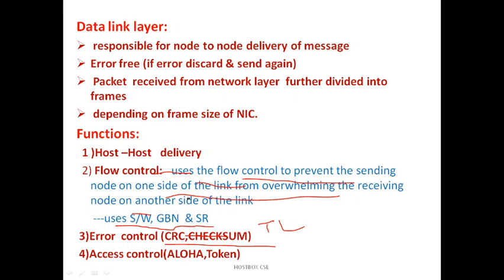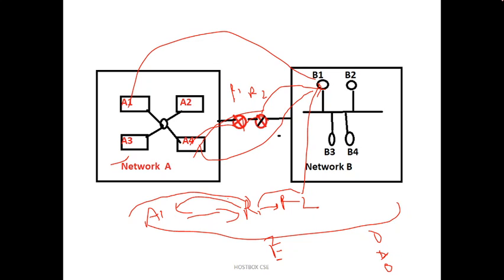Then next was access control. Access control happens with the help of methods like ALOHA, token and so on. This we will also discuss later. Here, access means, let's assume multitasking happens in the computer network. Suppose B1 and B4 want to transfer information at a time, or B1 and B3 want to communicate at the same time. What happens? The network may create collisions, or you can say traffic from sending at a time.